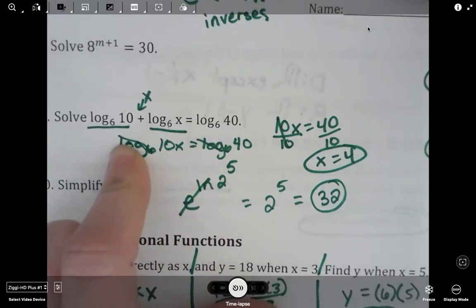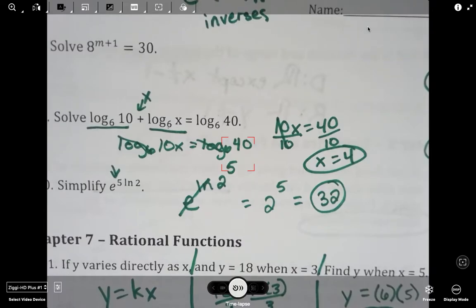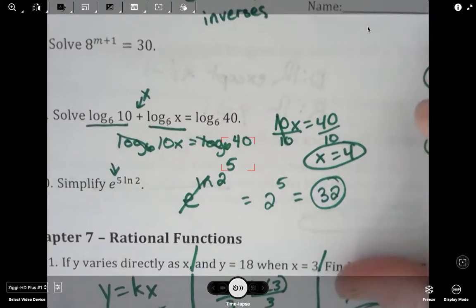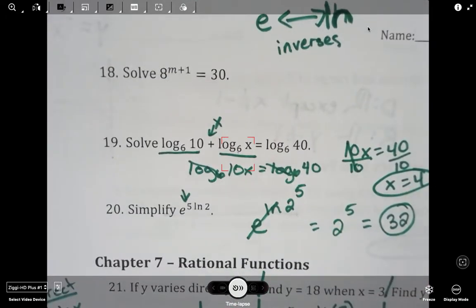Log world, plus means multiply. Okay? Good? All right, plus means multiply. What does minus mean? Divide. Minus means divide. That's going to be on the back side here in just a minute. Okay? 18.